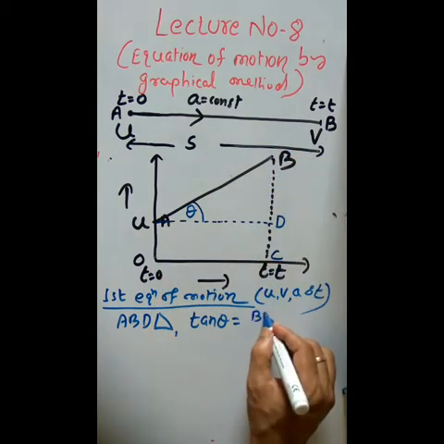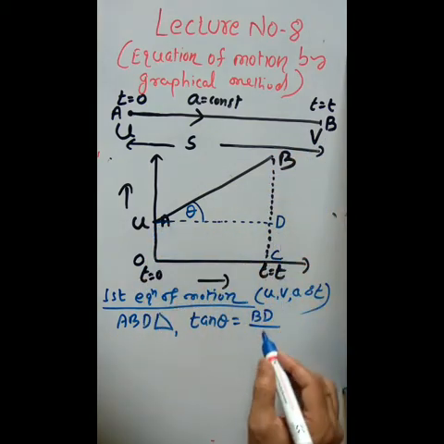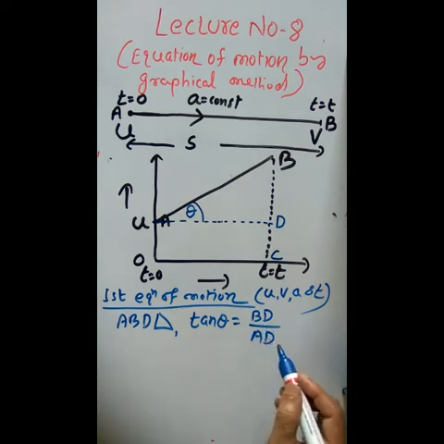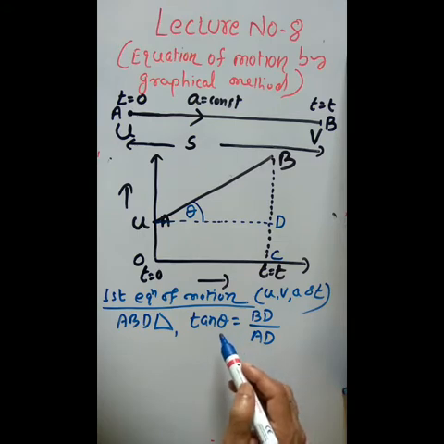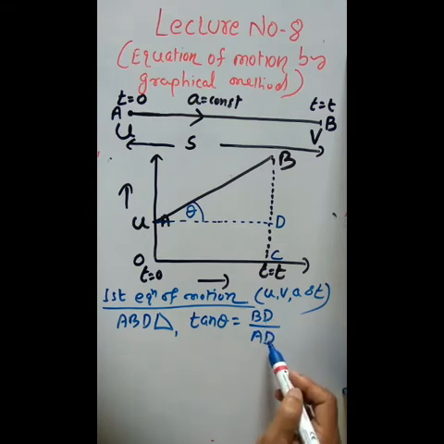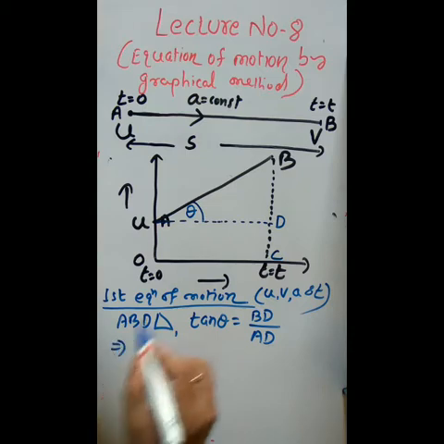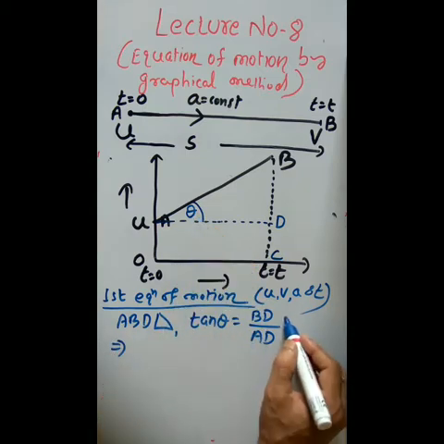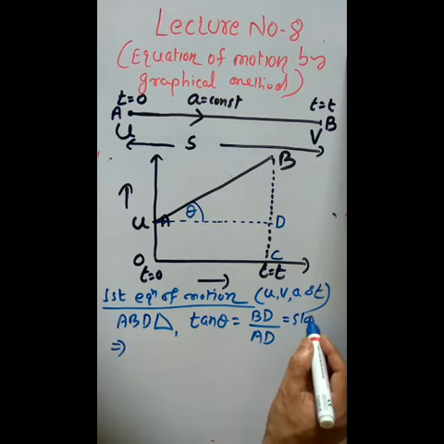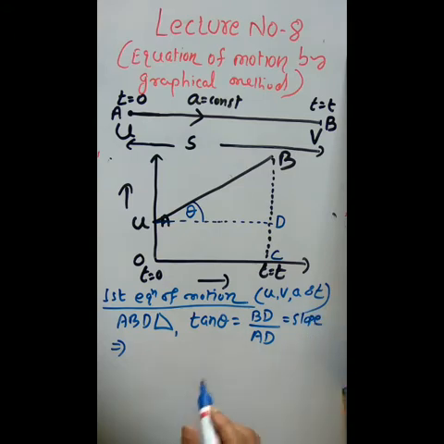Perpendicular is equal to BD and base is equal to AD. So tan theta, we know in video lecture 3 we have discussed, tan theta is equal to P by B, perpendicular by base. So here, what is tan theta? Tan theta is nothing but the slope of the velocity time graph. And we have already discussed how you will find the acceleration from the velocity time graph.